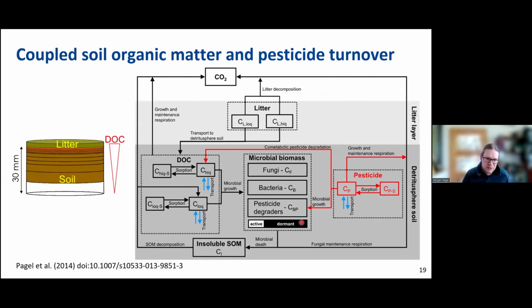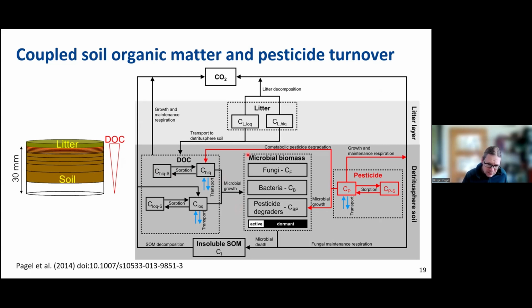To interpret the data and better understand the system, we set up a coupled soil organic matter and pesticide turnover model, which accounts for dissolved organic carbon, what you can see here on the right, in 2 different pools with different degradability, high quality dissolved organic carbon and low quality dissolved organic carbon. We account for sorption of these pools, and these 2 pools are fed from the litter input due to transport from the top into the different soil layers here.